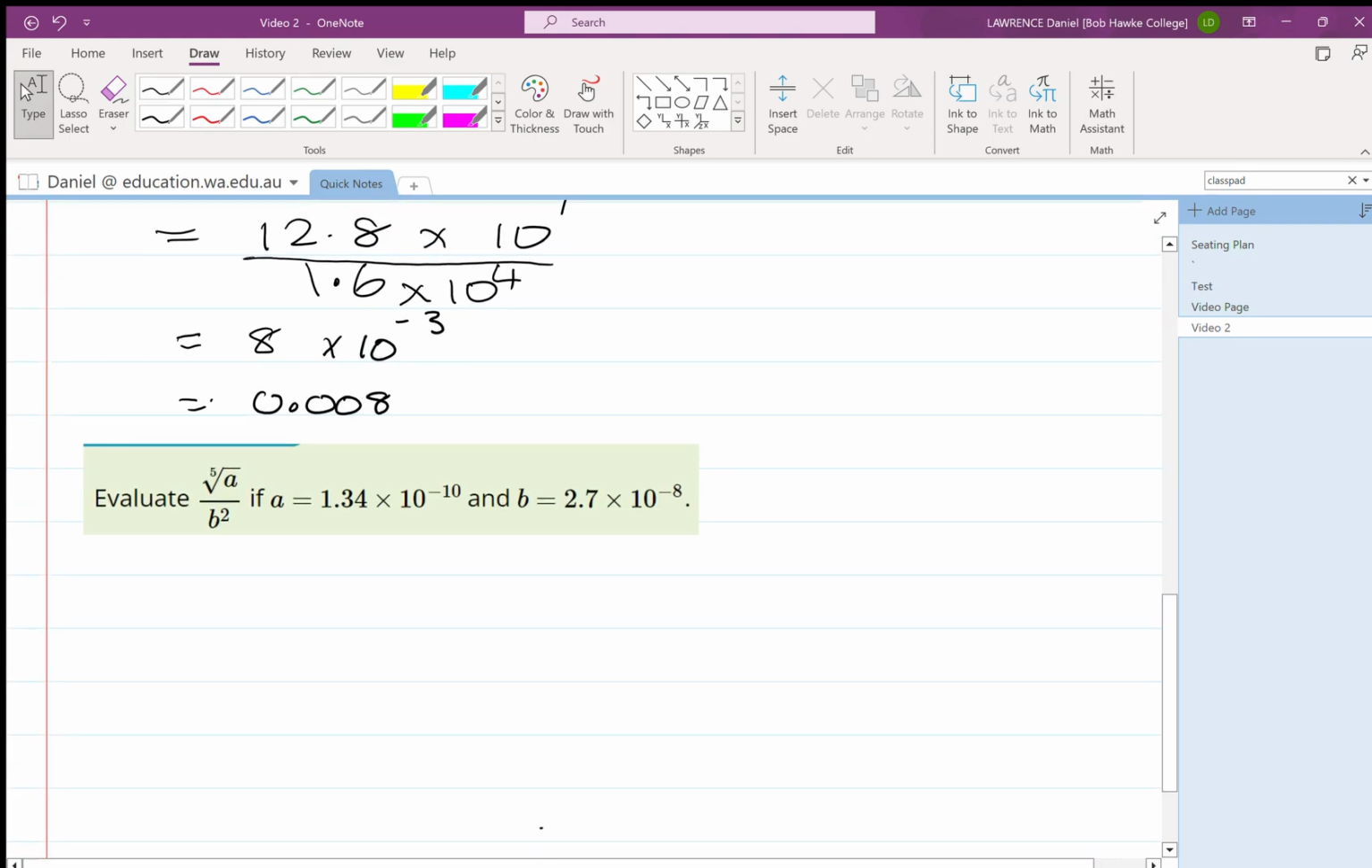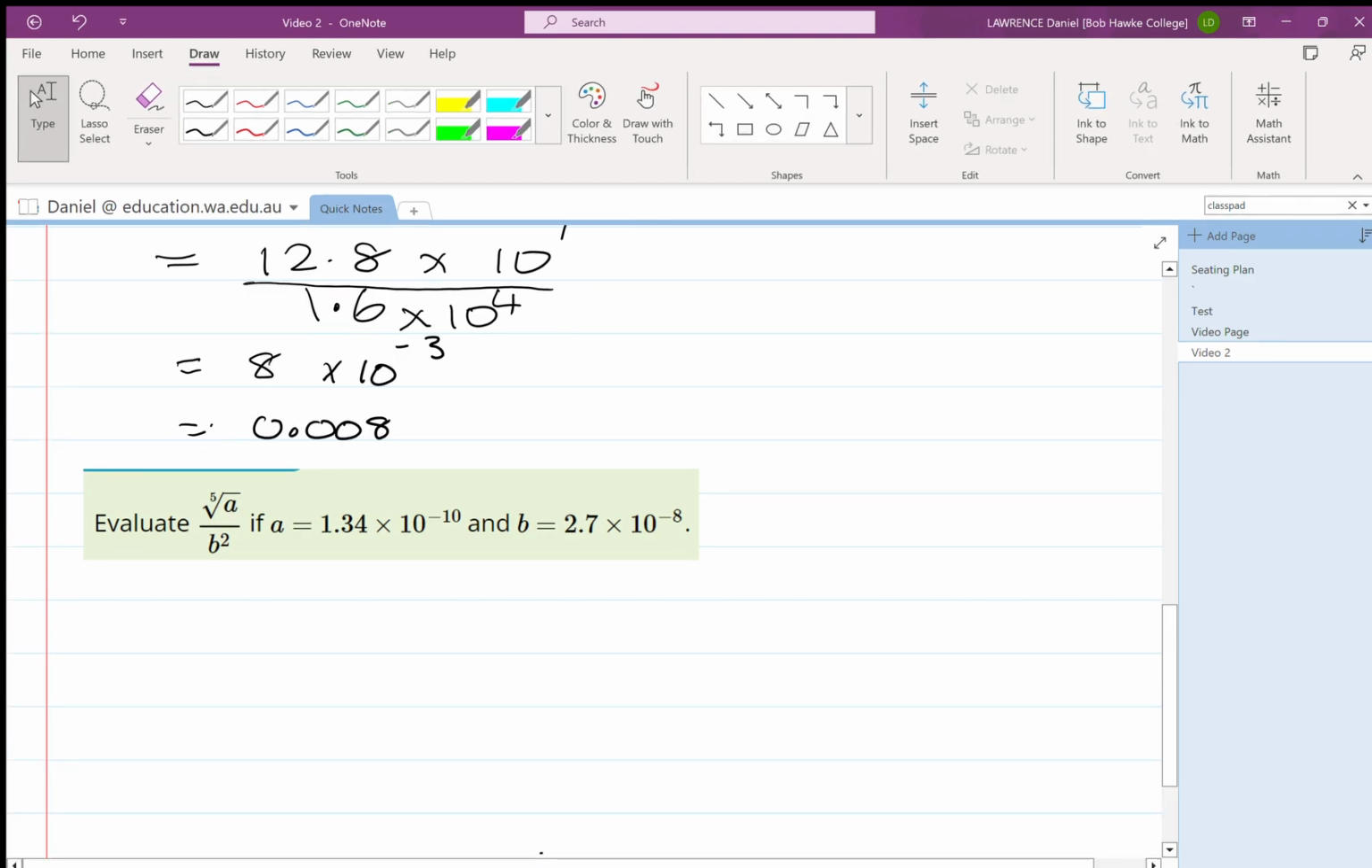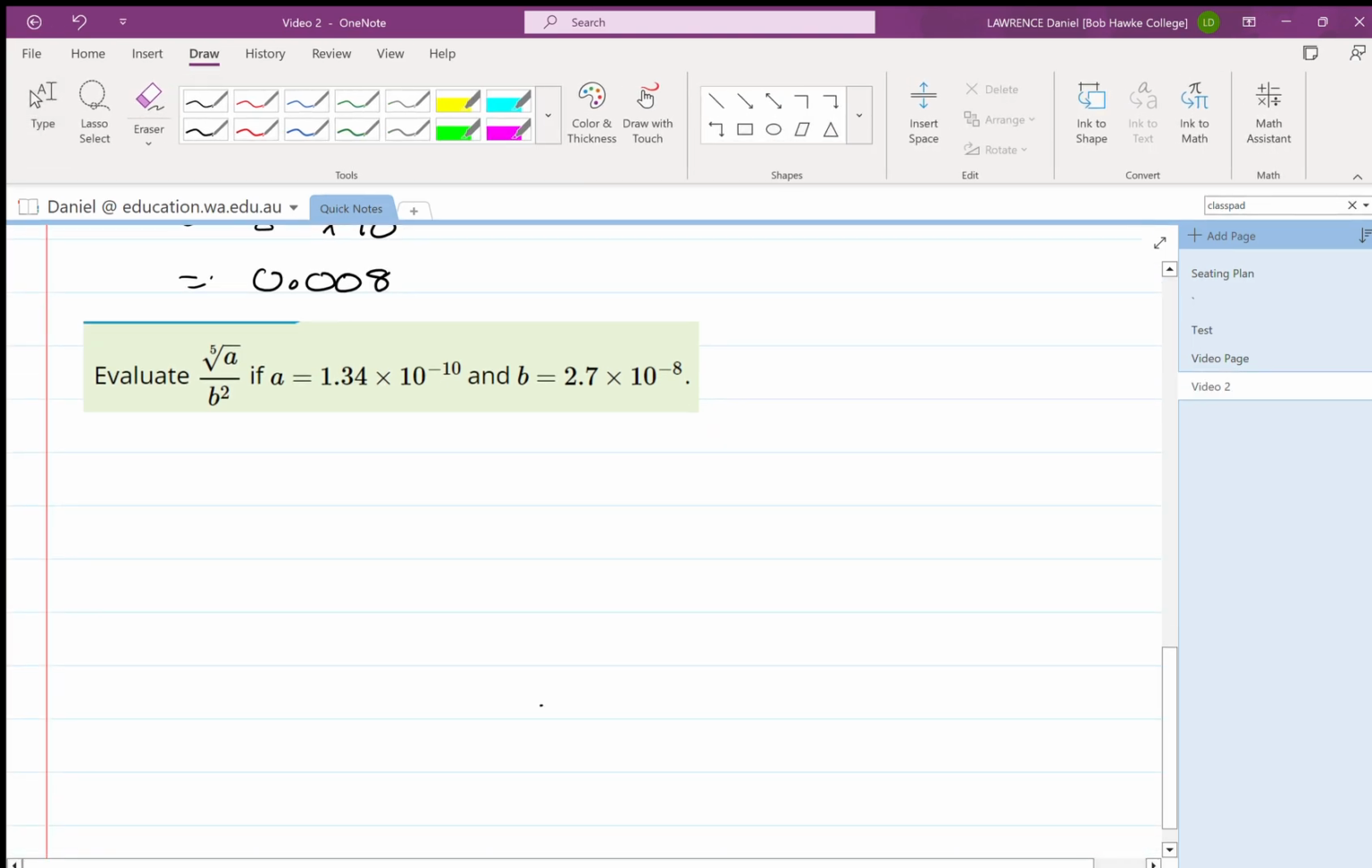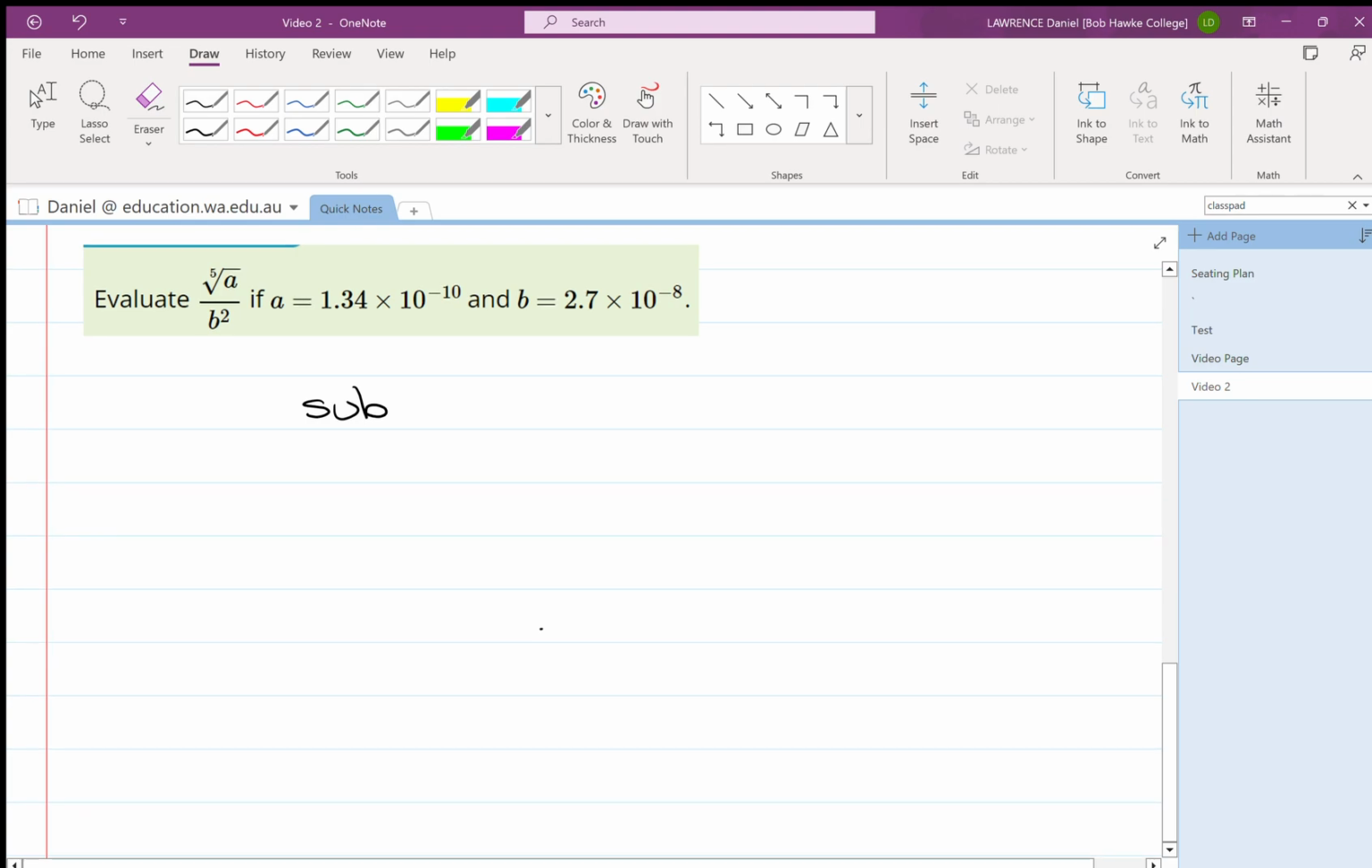Alright, our final problem. This is a harder problem. Let's do this step by step and get through it. If we can do these ones, we can do the exercises for the day. I'm going to evaluate these. So first of all, we're going to use a bit of substitution in here. So we've got our values for A and B, and so let's write them in.